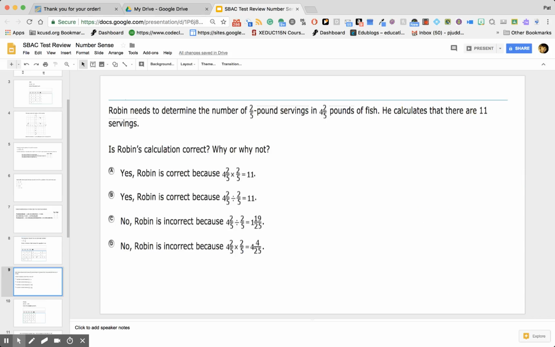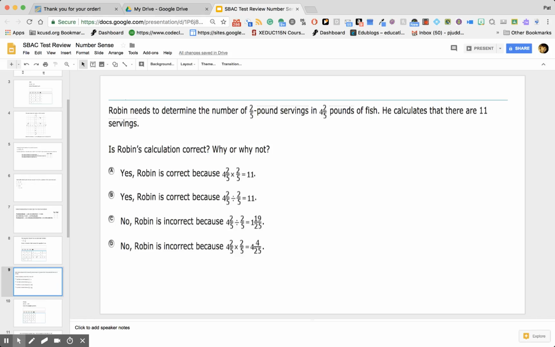Moving on to the next one. Robin needs to determine the number of 2/5 pound servings in 4 2/5 pounds of fish. He calculates that there are 11 servings. Is Robin's calculation correct? Why or why not? The why or why not means you're going to be also writing an explanation.